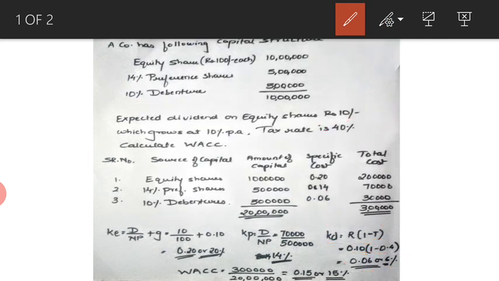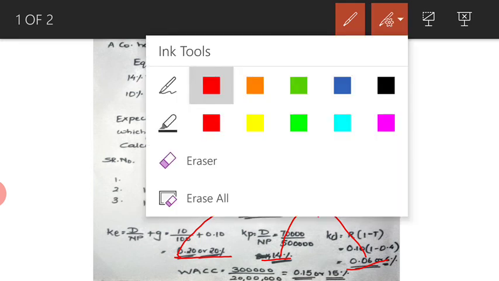I hope you're clear with all the specific costs. So your specific cost of equity is 0.20, cost of preference is 0.14, and cost of debt is 0.06. So we have got all the specific costs, that is 20%, 14% and 6%. Now we have to calculate the total cost.